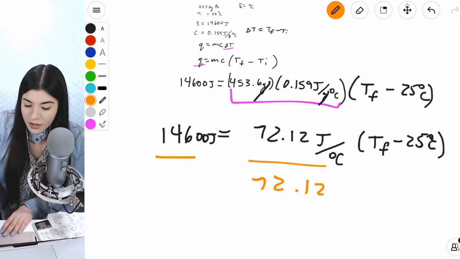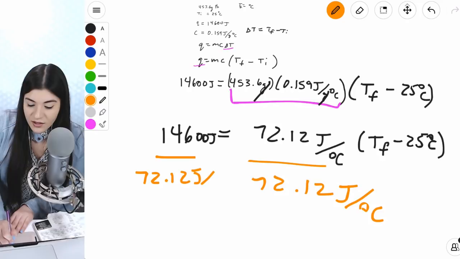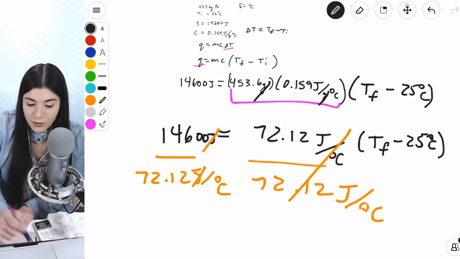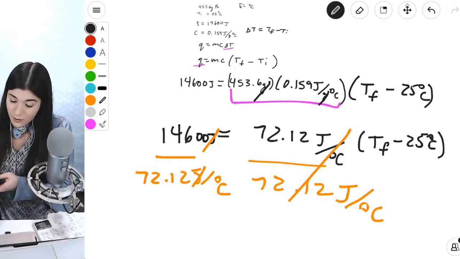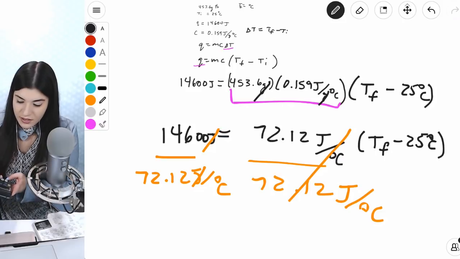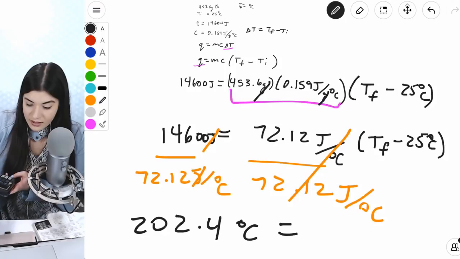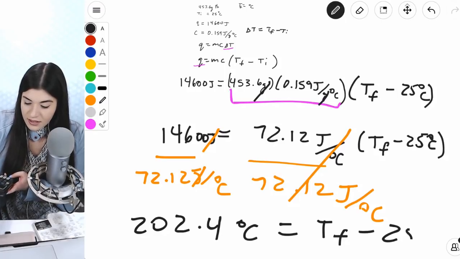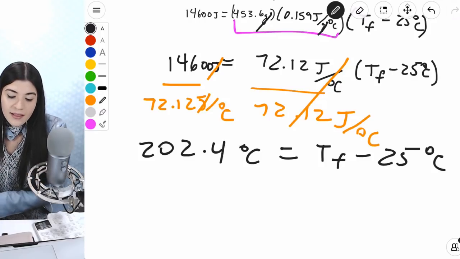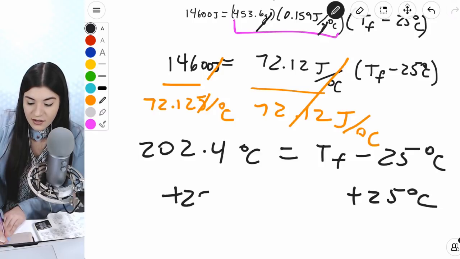So 72.12 joules per Celsius. I'll divide those two values. This is going to cancel. Our joules and our joules will cancel as well. Let's divide those two values and see what we get. All right, this gives us 202.4 degrees Celsius equals T final minus, and then now I'm going to drop those parentheses. We don't need them anymore. And then lastly, just add over that 25 degrees Celsius, and that's our final answer.